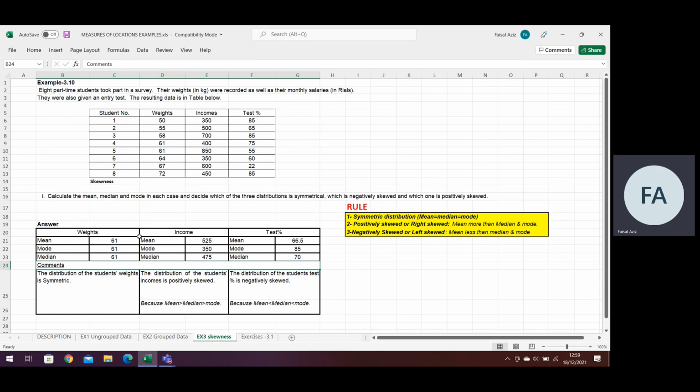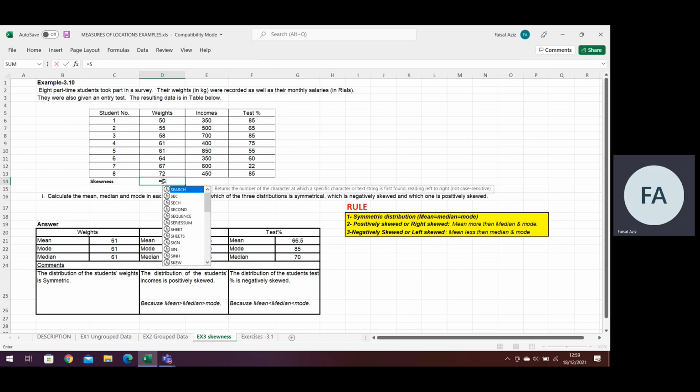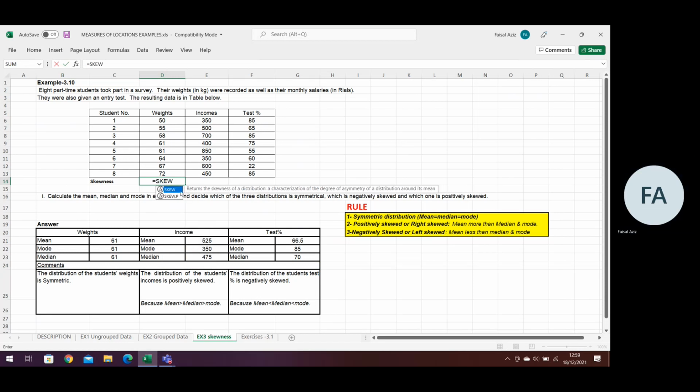Here you can see in this weight related data, mean, mode and median, all three are equal. And just look at the rule. It says that when mean, median and mode all three are equal, we call this type of data symmetric. So we can check it, if I calculate the skewness, SKEW, and select this data, click enter.